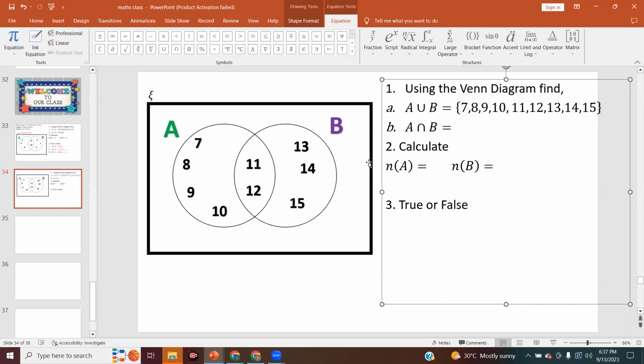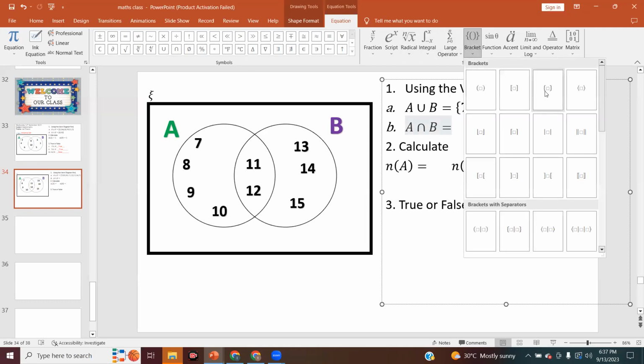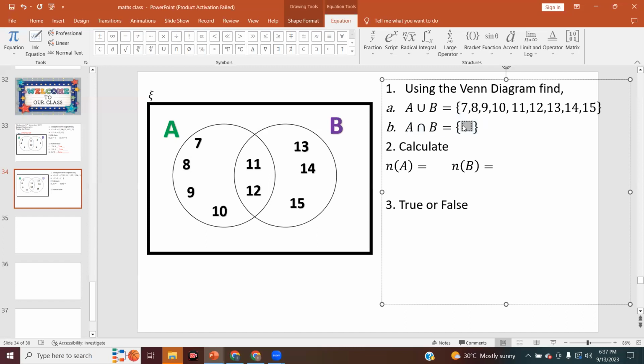Kai Wells, are you there? Okay, I can't hear from Kai. Kirkland, what are going to be the elements in the intersection? 11 and 12. Why say 11 and 12? Because it's in the intersection of A and B. 11 and 12 are in both A and B. Very good.